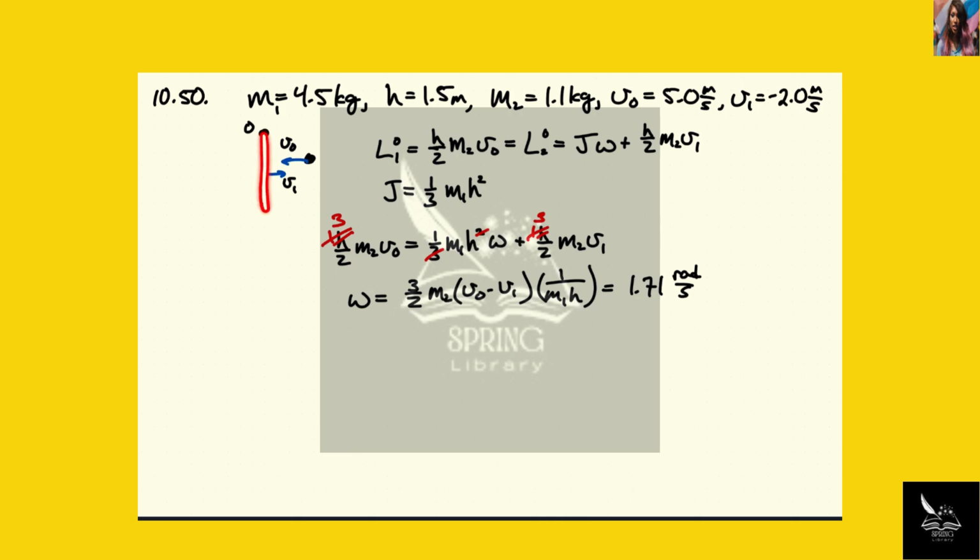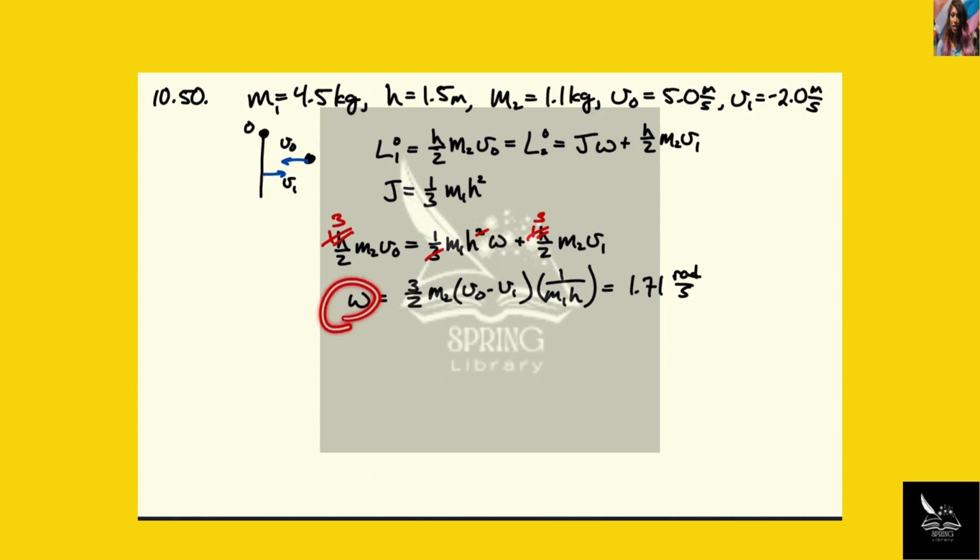The mass moment of inertia of this gate about this axis here is 1/3 m1 h squared. So we have basically this, and we can substitute this in. So we get h over 2 m2 v naught equals 1/3 m1 h squared omega plus h over 2 m2 v1. Now, the h cancels out everywhere. We can multiply through by 3, and then we can solve for omega, which is what we're looking for.